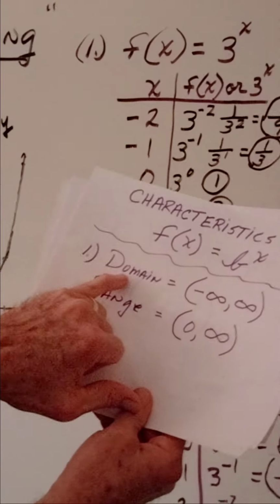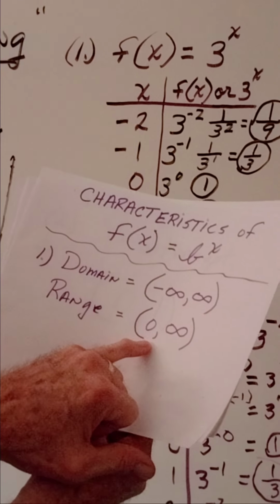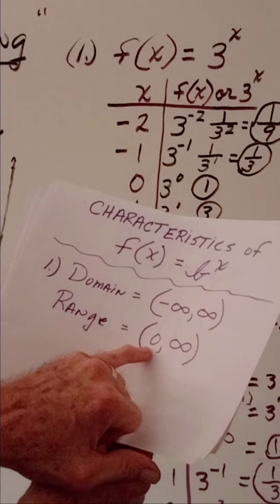The domain is the entire set of real numbers. The range is any real number greater than 0.